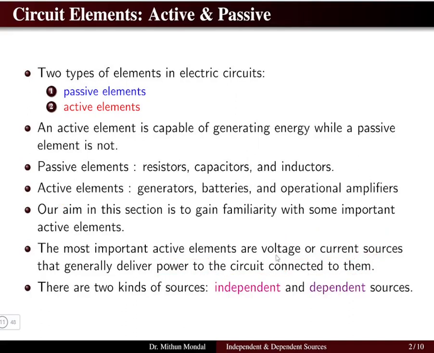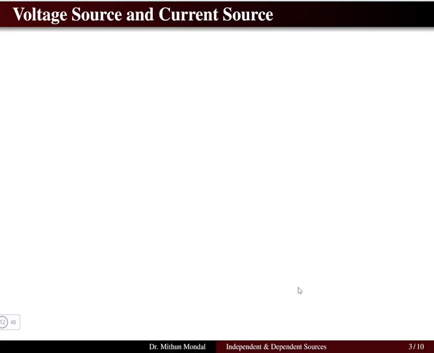Now these sources, voltage and current sources, are of two types. One is known as the independent sources and the other is the dependent sources. So voltage and current sources can be independent or dependent. Let us focus our discussion first on the voltage source and then we will move to the current source. The sources of electrical energy are the voltage and the current sources.